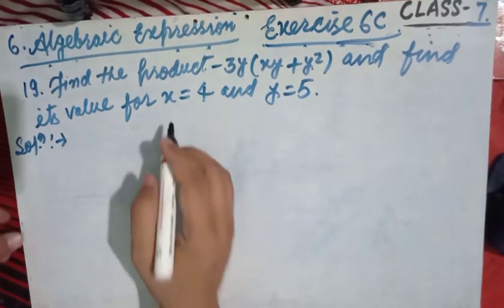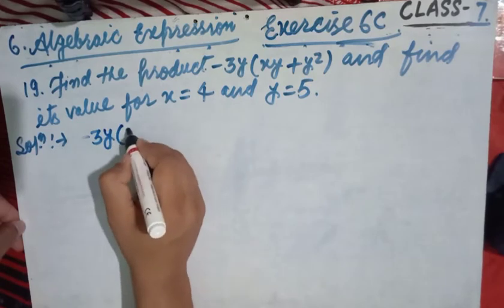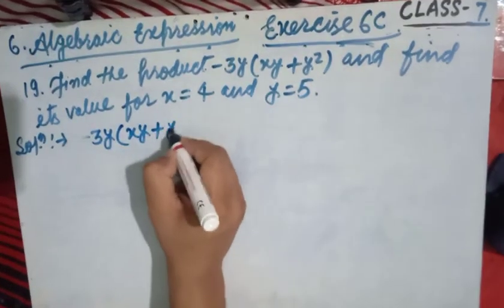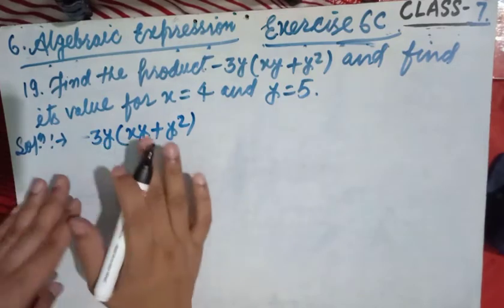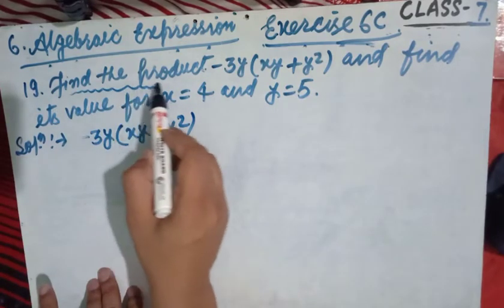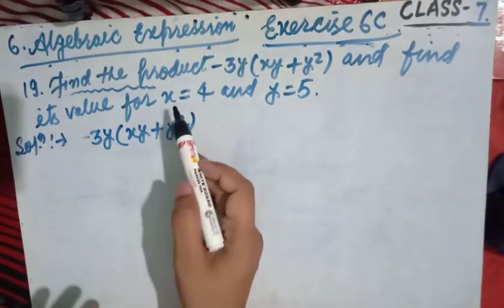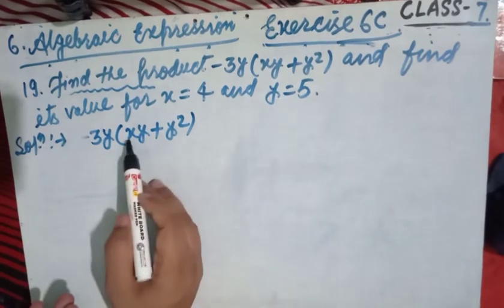Okay, now see friends, first of all write the expression. Here the expression is -3y(xy + y²). Now first we have to multiply, because this question has two parts. First we have to find the product, then find the value for x = 4 and y = 5. First of all, find the product.